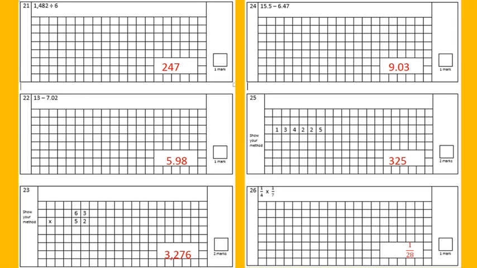Number 26, we've got 1/4 multiplied by 1/7. Love multiplying fractions questions. They are easy as pie. So it is just 1 multiplied by 1, so the 2 numerators multiplied together, and then 4 multiplied by 7, so both denominators multiplied together, and that gives me the answer 1/28.